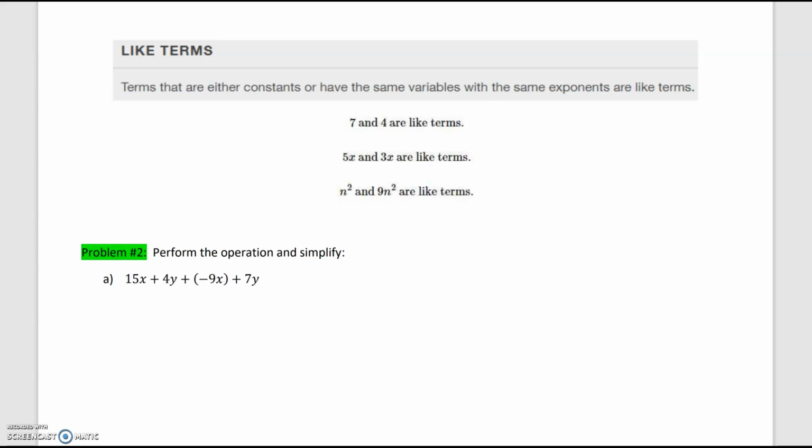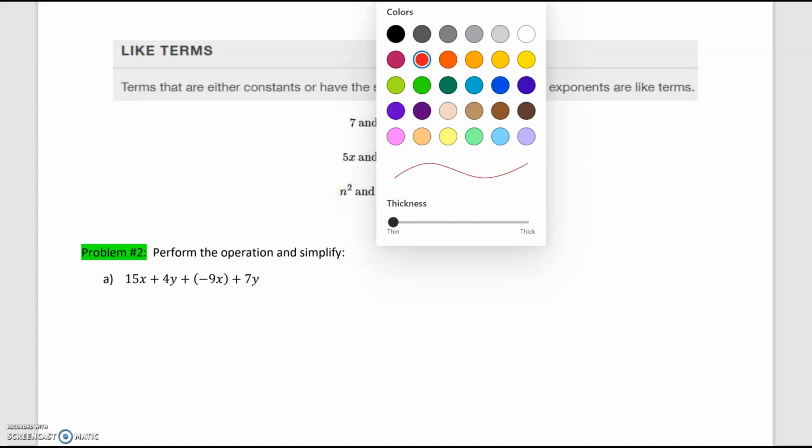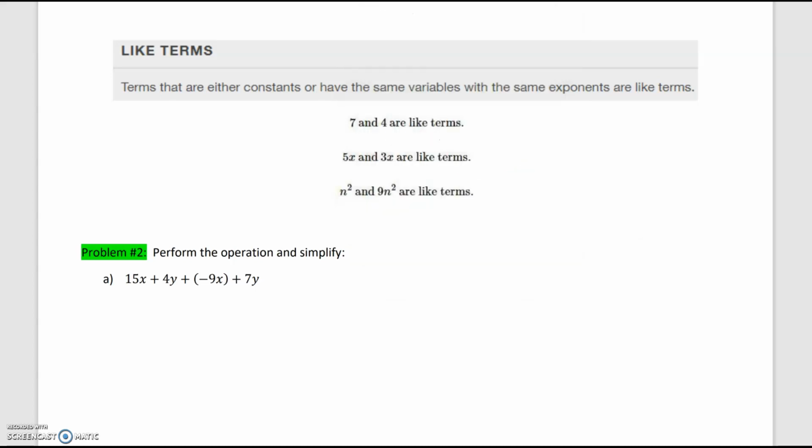Hi class, we need to take a look at problem 2. In problem 2, the entire set of problems we're simplifying. Here's the basic idea. You're only able to combine like terms. So as we're combining these polynomials, we're basically looking at only adding and subtracting the x's, the constants, or any other variable depending on how it's given.